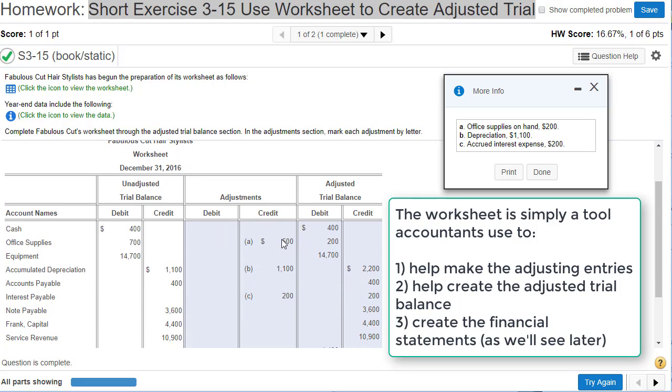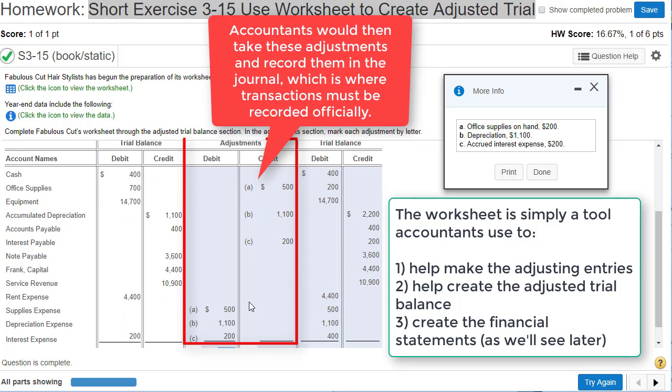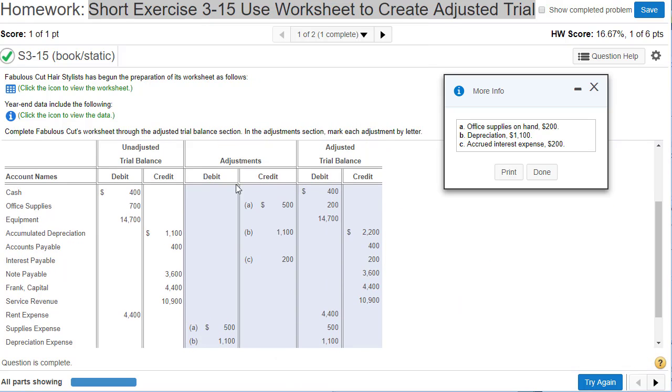So our next step in the real world would be to take these adjustments and put them in the journal. Remember, the journal is where we put our transactions first. And then once they're in the journal, then we would post them to the ledger. So don't think that just because we've done the worksheet that this information is officially in our accounting records.